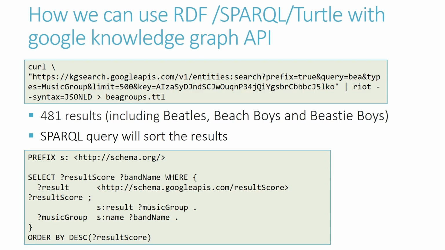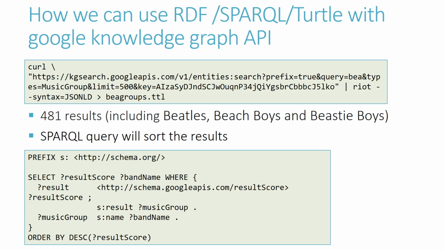We can also try another example with the prefix equal to true query param. We execute a curl query to the Knowledge Graph API which asks for all entities of type music group whose name begins with BEA. After we execute the query, we will get 481 results which include the Beatles, Beach Boys and Beasties, because all of these start with BEA.